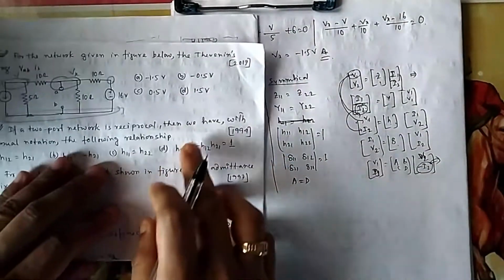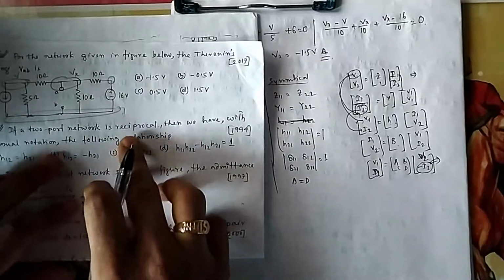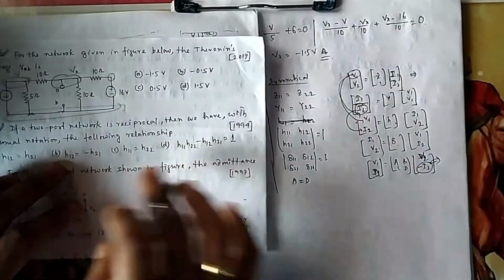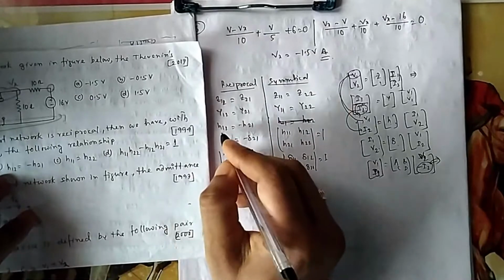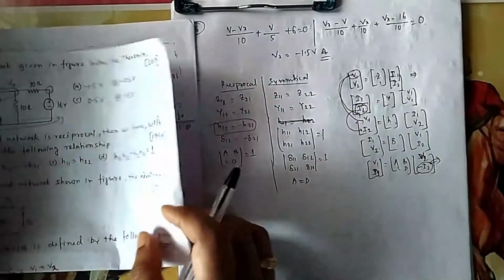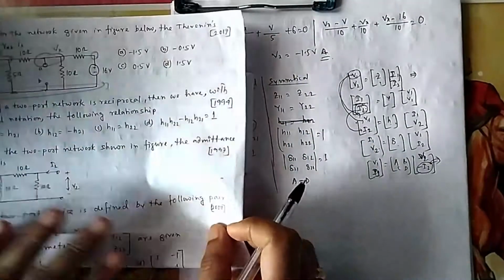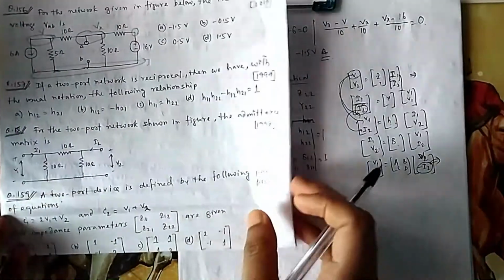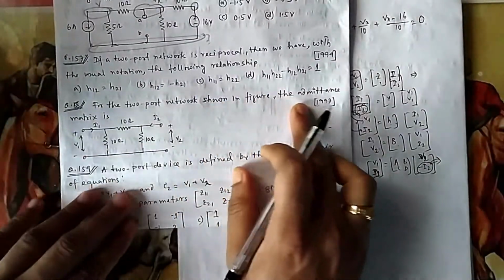So here we have a usual notation. For the reciprocal, h12 is equal to minus h21. So this is your answer for here. This is a very standard chart. You remember this one. For the two-port network shown in figure, the admittance matrix.